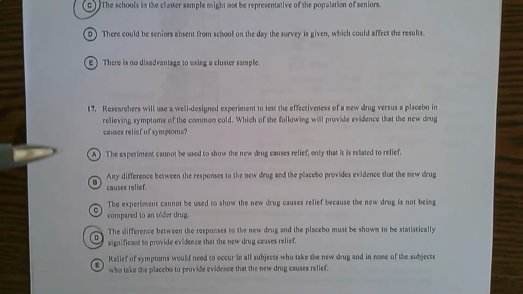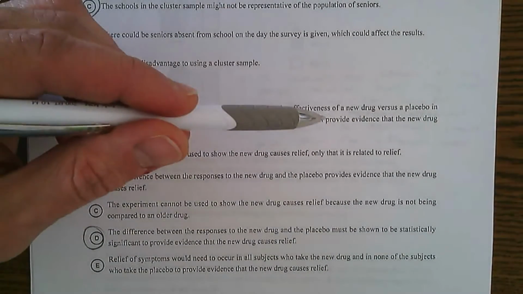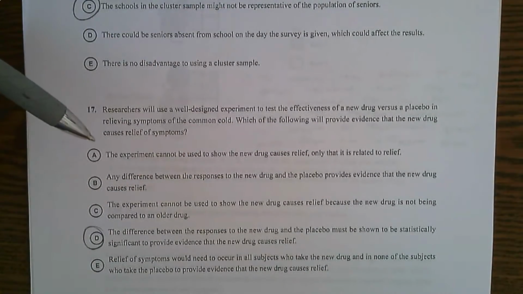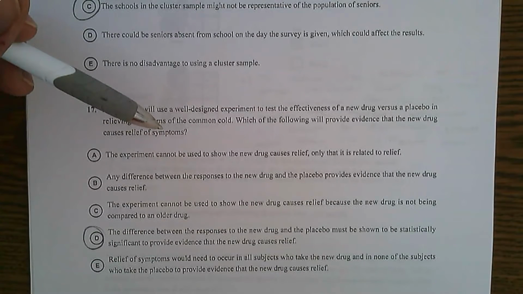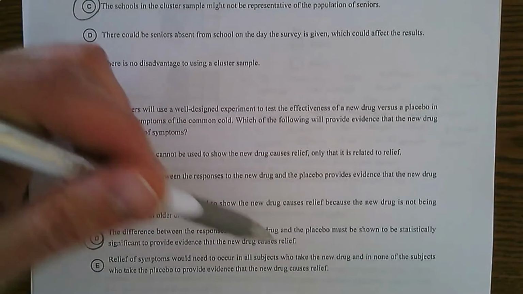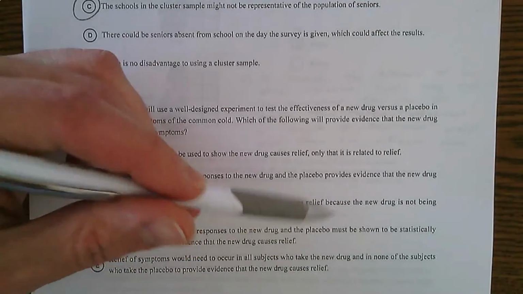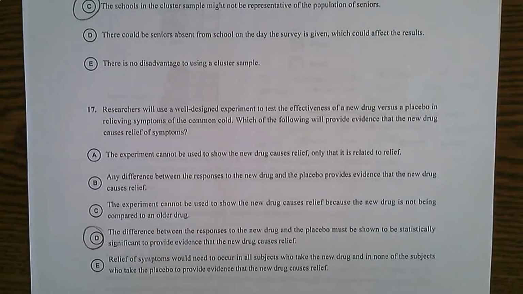17. Which of the following provides evidence? So, new drug causes relief. Well, we're going to look at the difference between the new drug and the placebo. And it has to be statistically significant, large enough that it's not likely due to chance. That would give us evidence that the new drug provides relief significantly at a higher rate than the old drug.